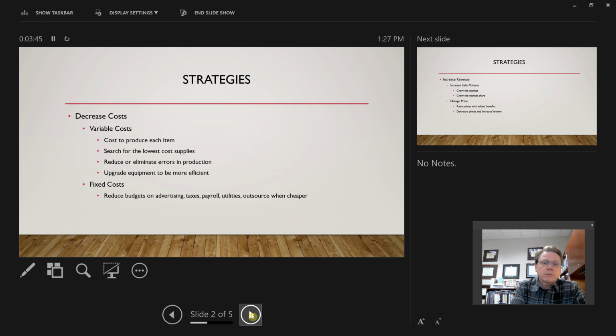Fixed costs. That would go into upgrading the equipment, increasing the internet speed. Fixed costs: reduce budgets on advertising, taxes, payroll, utilities, outsource when cheaper. Human resources is the department that's been outsourced the most in recent history. There are many human resource management companies that will do all of your HR features.